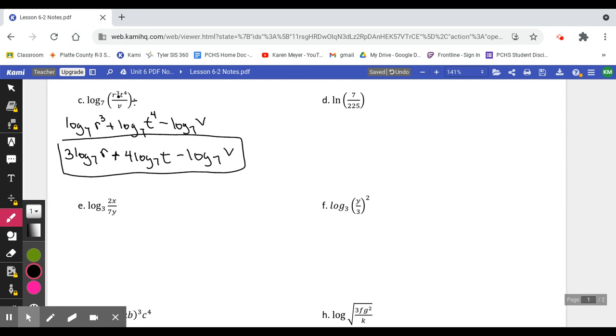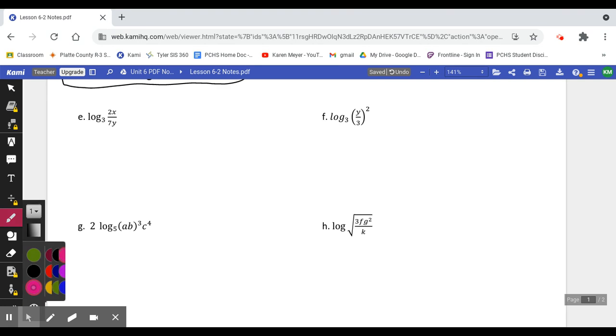D is just like B. So on this one, I'm like, ooh, I see division. And if I see division, I'm going to change it to subtraction. So I'm going to do ln of 7 minus ln of 225. Done.